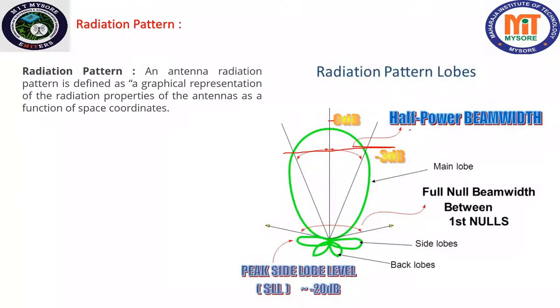So using this half power beam width, we are going to measure gain and directivity of different antennas. In our experiment also, we are going to plot this radiation pattern, and using it, we are going to find out the half power beam width for the particular antenna, either dipole or Yagi, and then use this parameter for E plane as well as for H plane to calculate gain and directivity of the antenna. Okay.